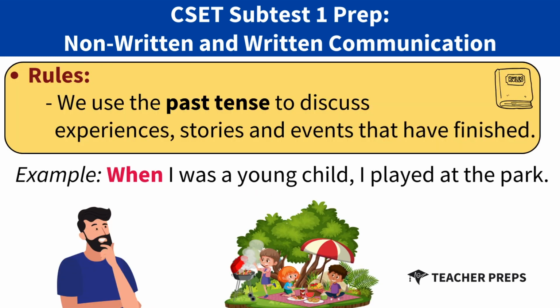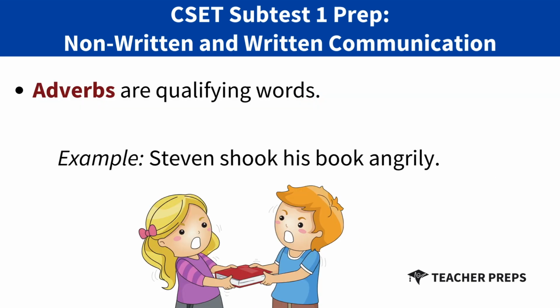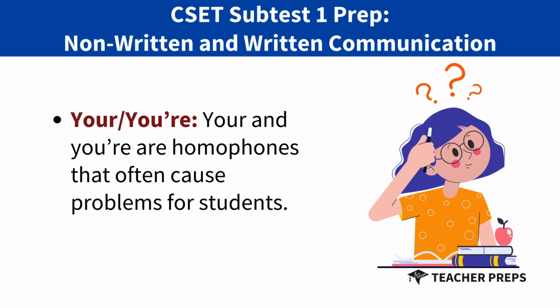All right, so now we have rules of communication, and we use the past tense to discuss experiences, stories, and events that have finished. So for example, when I was a young child, I played at the park. Now, know also the adverbs for qualifying words. For example, Stephen shook his book angrily. Adverbs here.